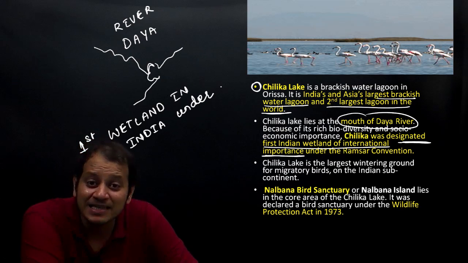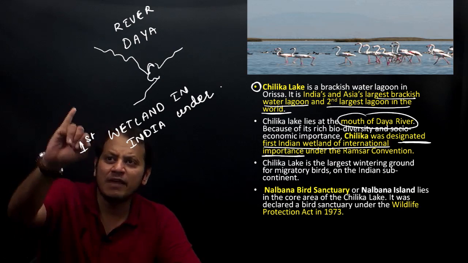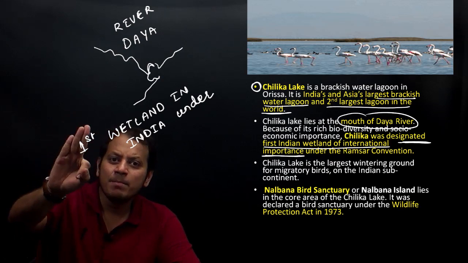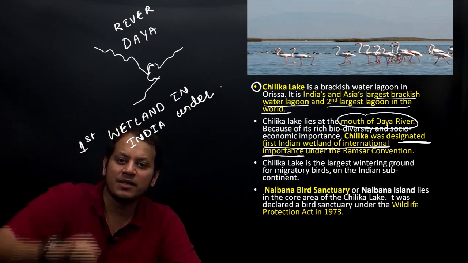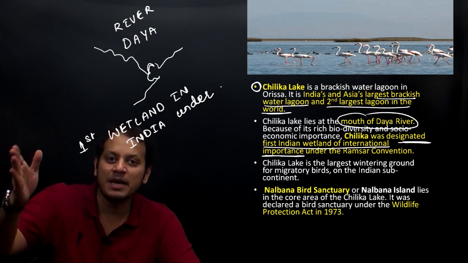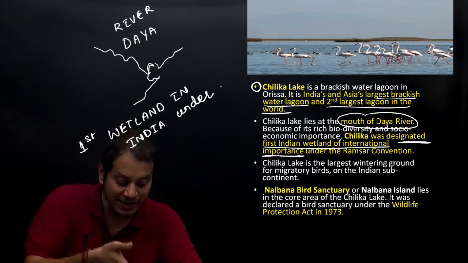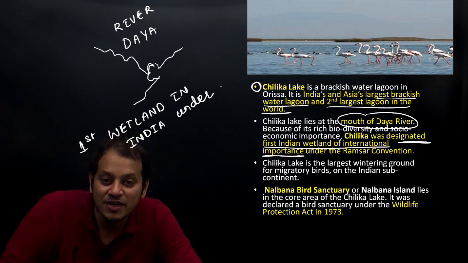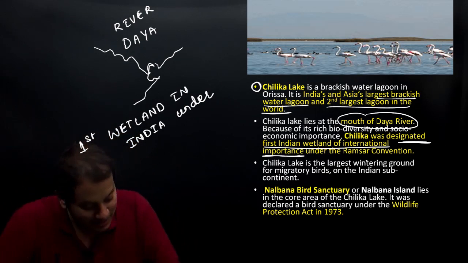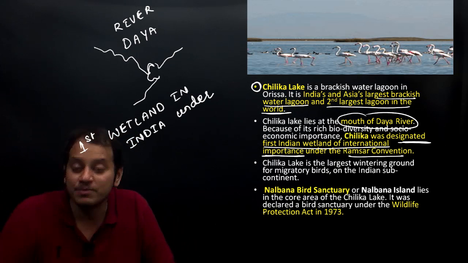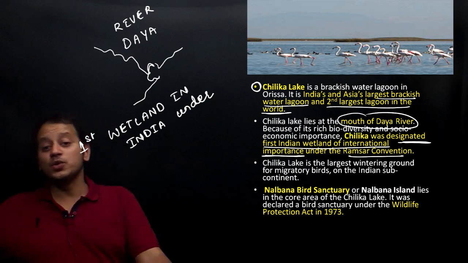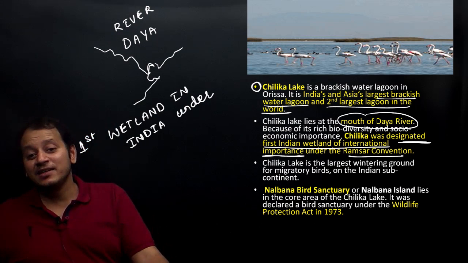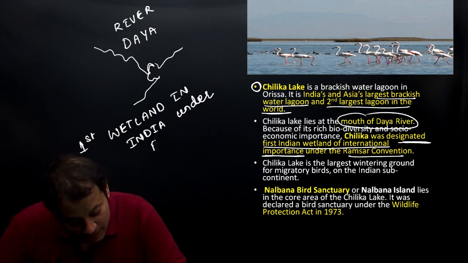And the wetlands are covered by which convention? Indian Wildlife Act, Indian Forest Act, Man and Biosphere Reserve, or Ramsar Convention? I am giving you the options. Fine, tell me the answer. You will find it here in the slide itself. It is designated as India's first wetland under the Ramsar Convention. So the first wetland in India under the Ramsar Convention was Lake Chilka.